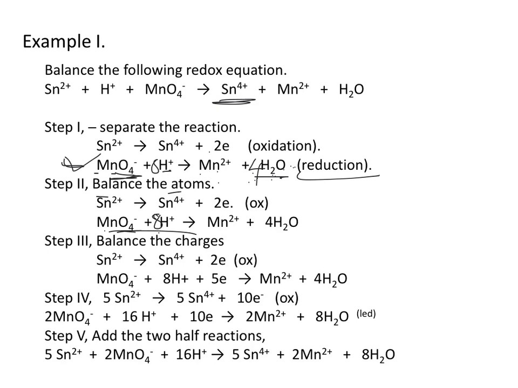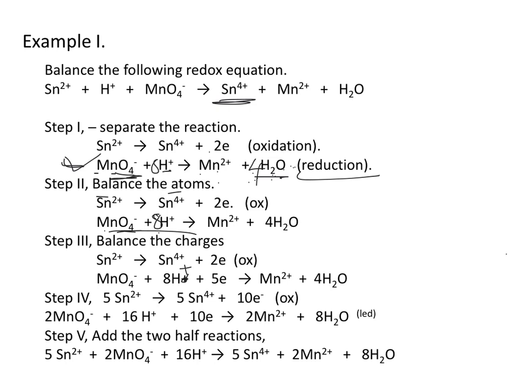Now you balance the charges. For oxidation, that's Sn²⁺ to give you Sn⁴⁺ plus 2e⁻. The equation is balanced. Then for reduction, MnO4⁻ plus 8H⁺ plus 5 electrons to give you Mn²⁺ plus 4H2O.